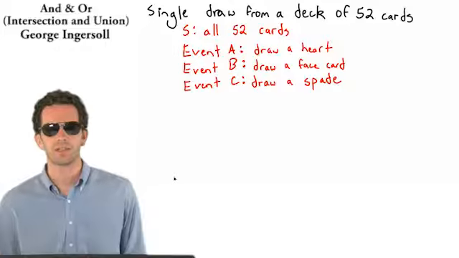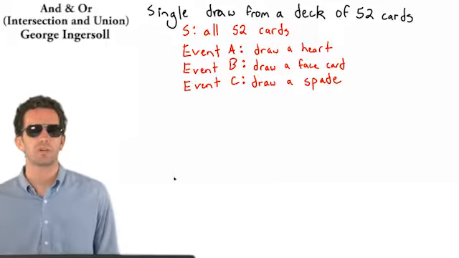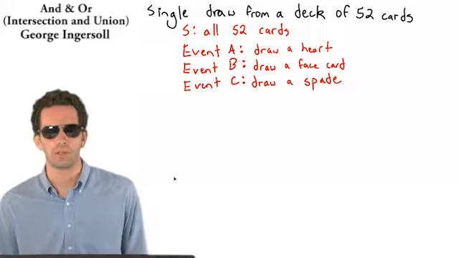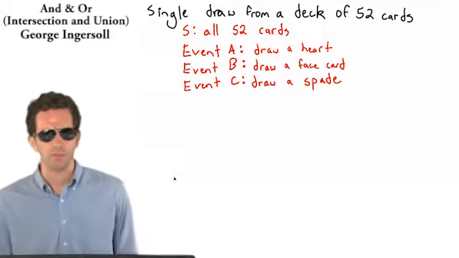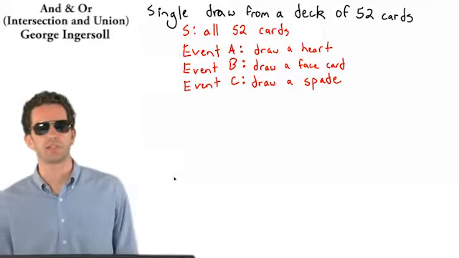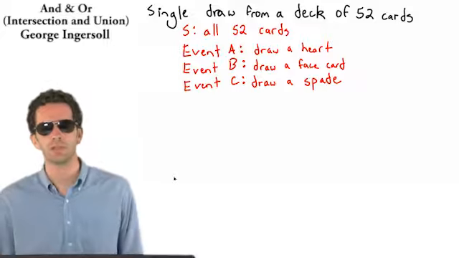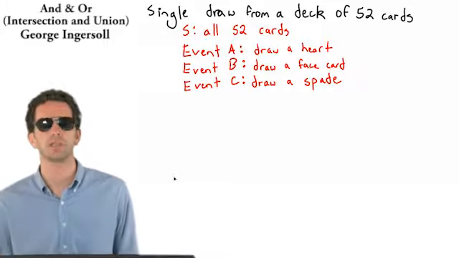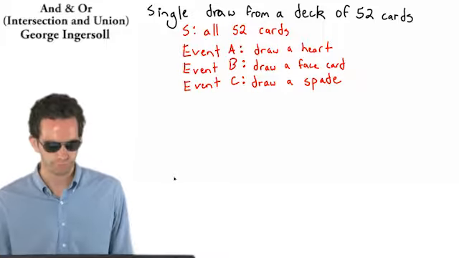Okay, in this video we're going to talk about what happens when you see the words "and" or "or" in a probability statement. In probability we usually refer to these terms as intersection and union, but they mean the same thing. And means intersection, or means union.